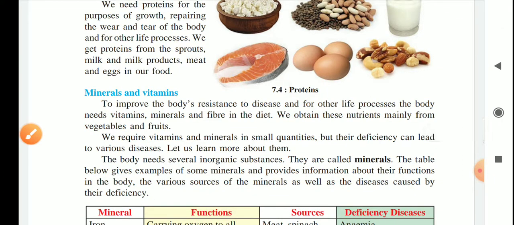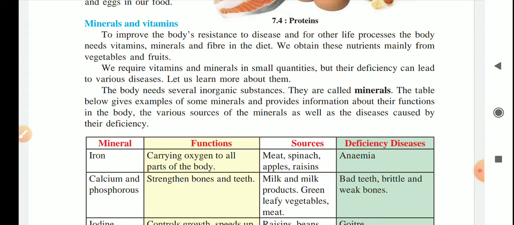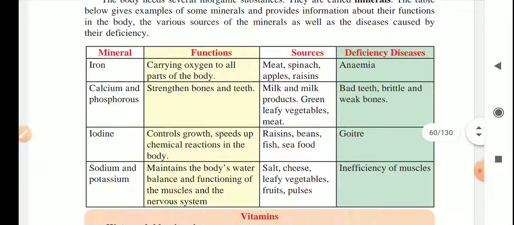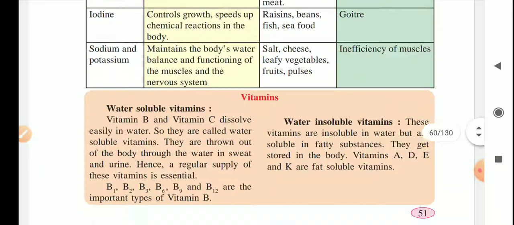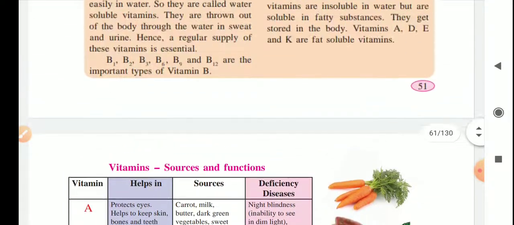We require minerals in small quantities, but their deficiency can lead to various diseases. We need small quantities of vitamins and minerals which are sufficient to carry out the functions, that is the body's resistance to disease and other life processes. But the deficiency of these vitamins and minerals can lead to various diseases. There are various types of minerals and vitamins. We'll be seeing their functions and sources in the next lecture: minerals like iron, iodine, sodium, and potassium, and various types of vitamins and their sources.